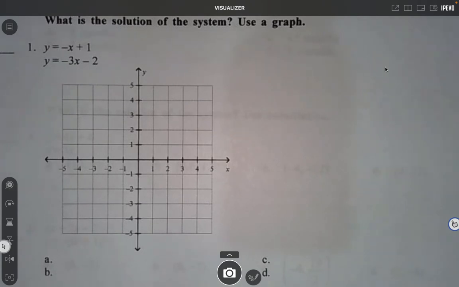So on this one, what's my starting point on my first equation? 1. So I'm going to plot 1. Then where do I go from there? Down 1 and over 1. Okay, and then I'm just going to draw that line. Okay, the next equation. What's my starting point? -2. And where do I go from there? Down 3 over 1. 1, 2, 3, and over 1. There we go. And they cross here.